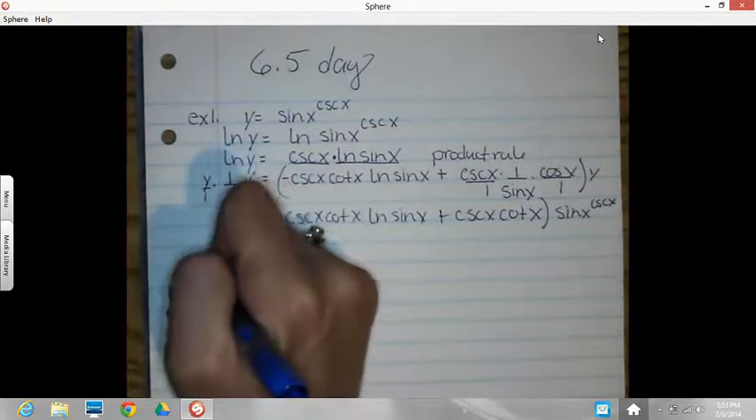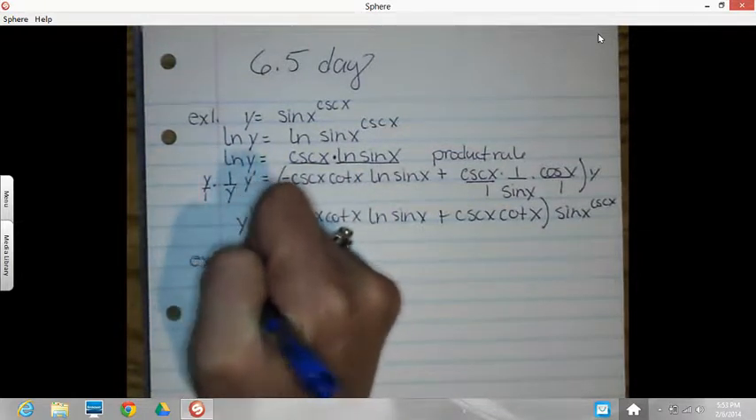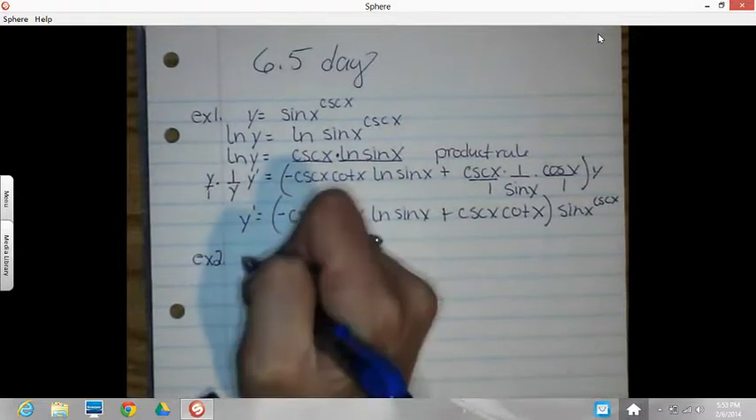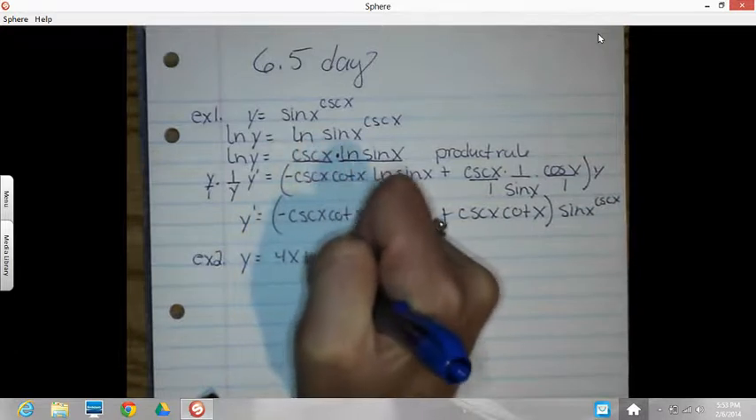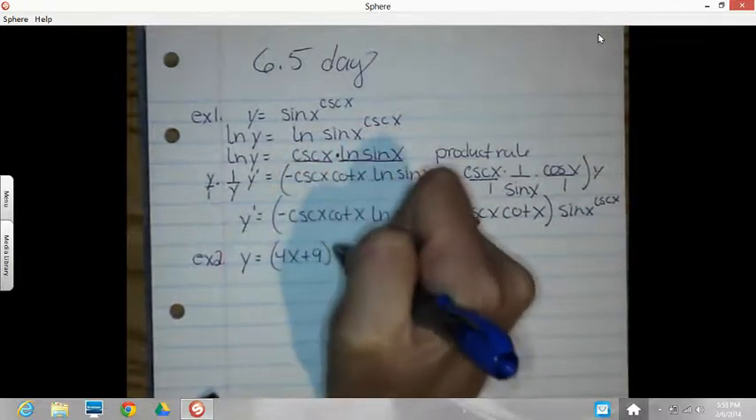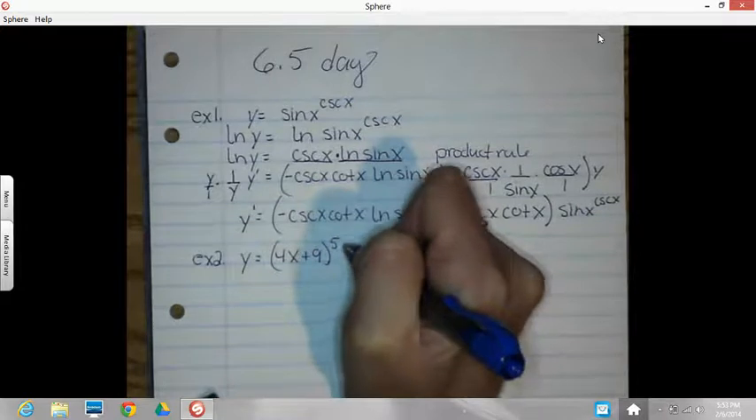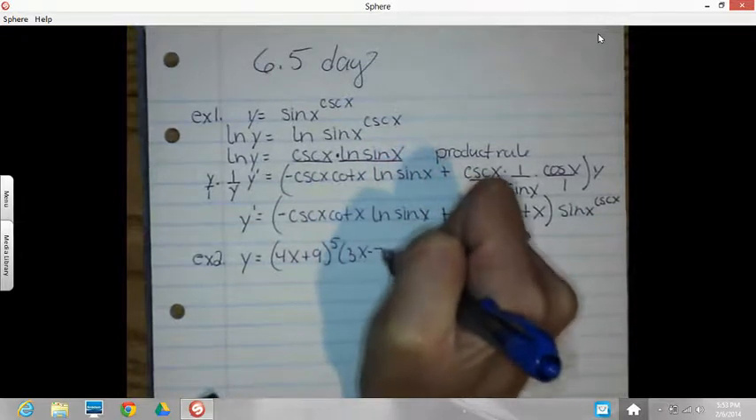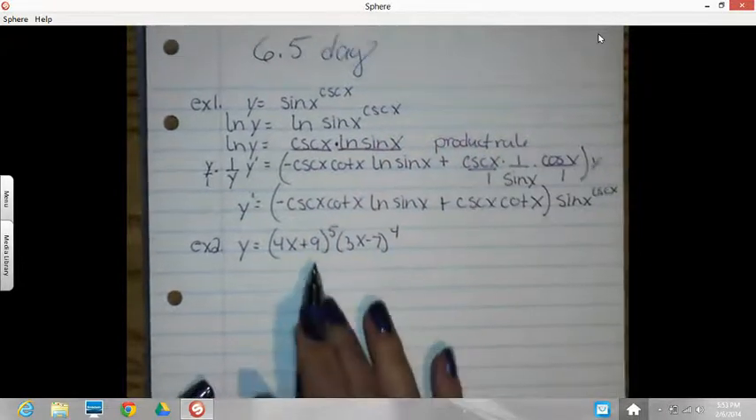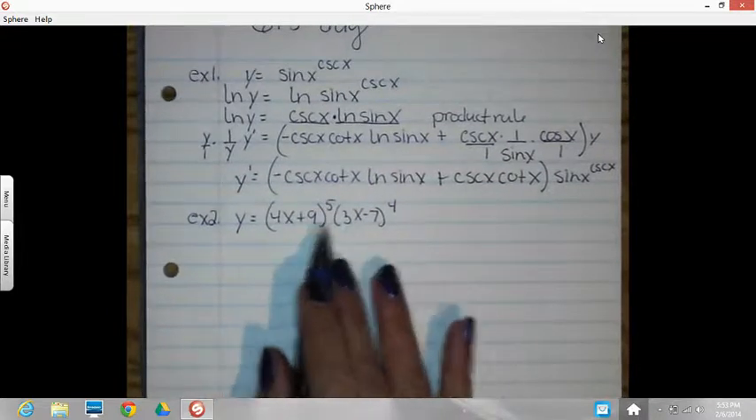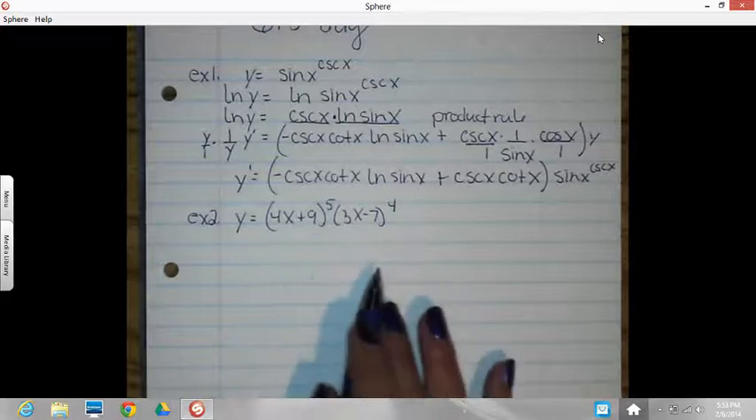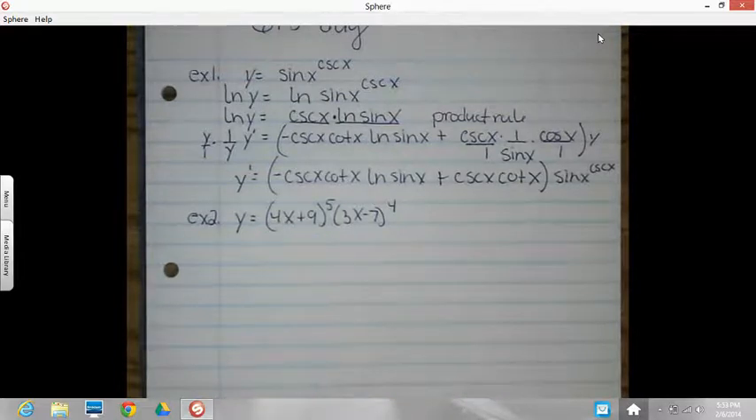Okay, this next one used to be a lot of work for you. y equals 4x plus 9 raised to the 5th times 3x minus 7 raised to the 4th. This is a problem you had back in, I think, chapter 4 is where we did the derivative. This is just a regular old product rule. But this is the one where it had all the baskets and the factoring and it got really long.